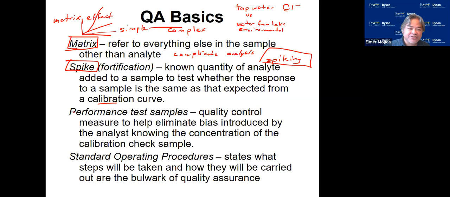And then in addition, you also perform test samples. Here, the quality control measure helps eliminate bias introduced by the analyst knowing the concentration of the calibration check sample. So what does it mean? From time to time, you have to put in known or blank samples during the analysis just to test if the method that you use is working.